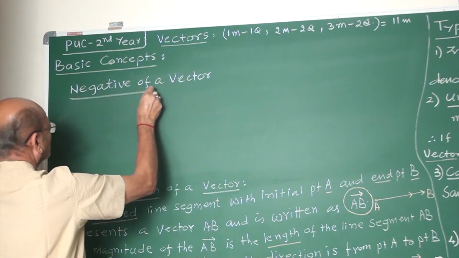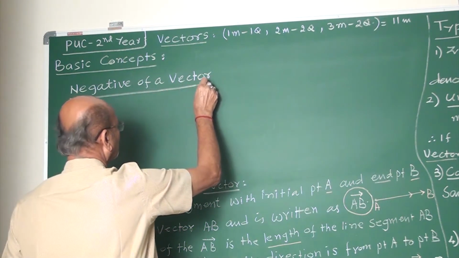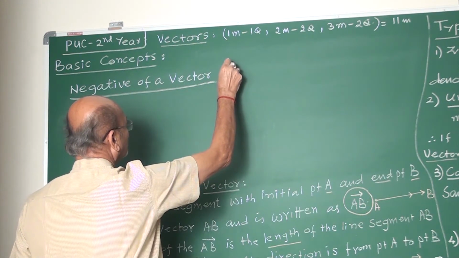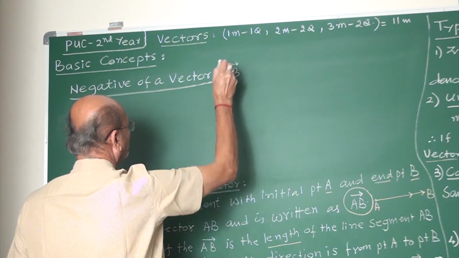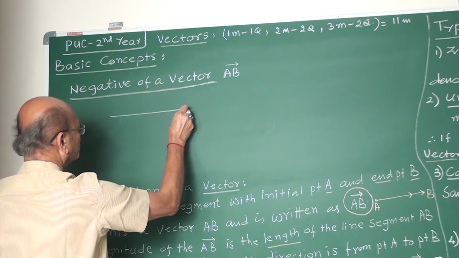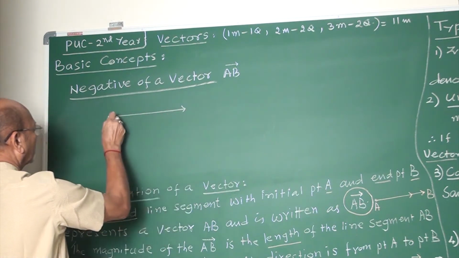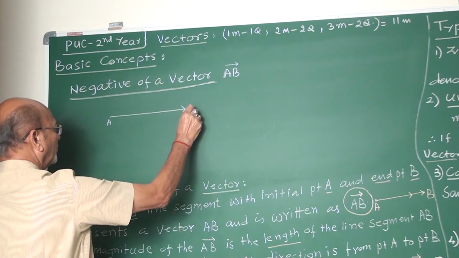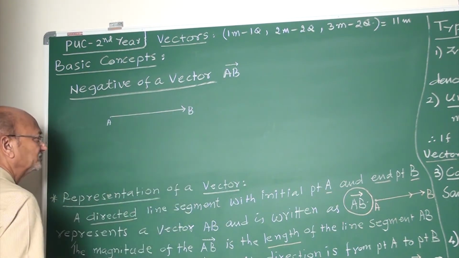Negative of a vector. Take vector AB. What is this, my friend? It is a line segment from the point A to point B. This, my friend, is the vector AB. This is the initial point. This is the end point. This is the direction.